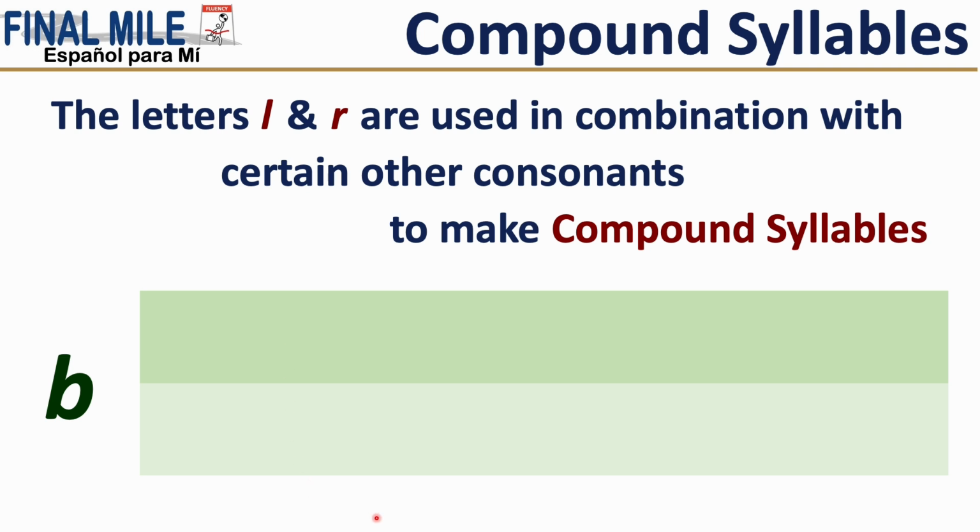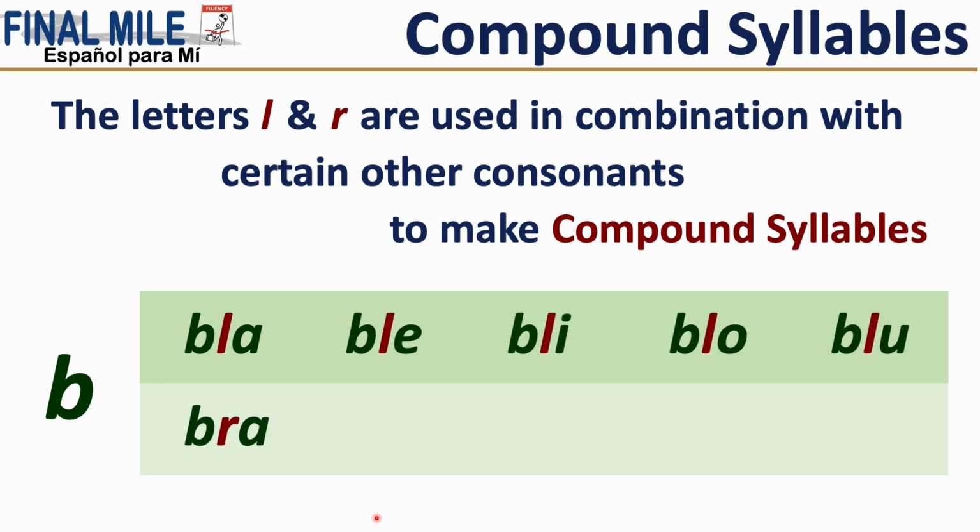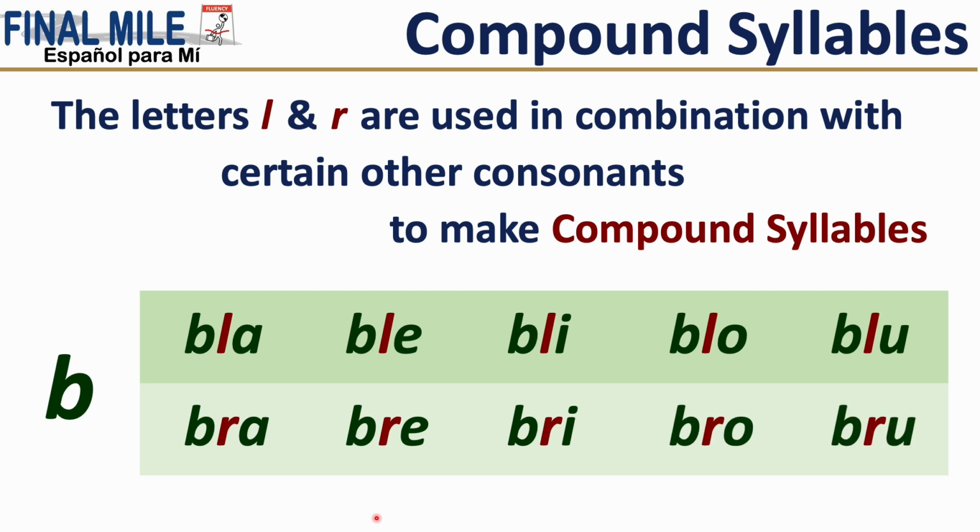So this is going to be, see that we inserted an L between the B and the vowel? And in the lower line, we inserted an R. Okay, and we can do this not with all the consonants, but with some of them. We will learn which ones. Okay, so let's pronounce these.